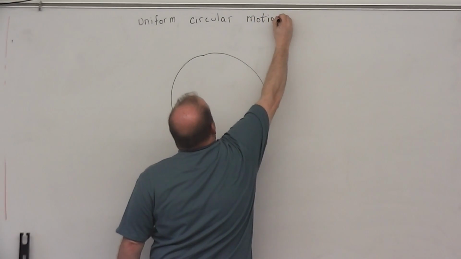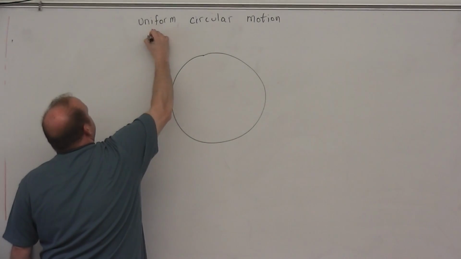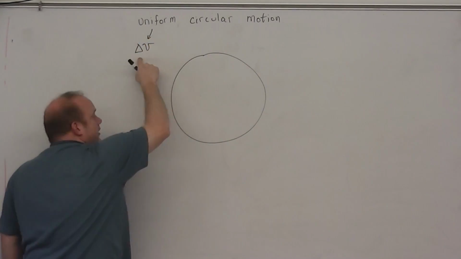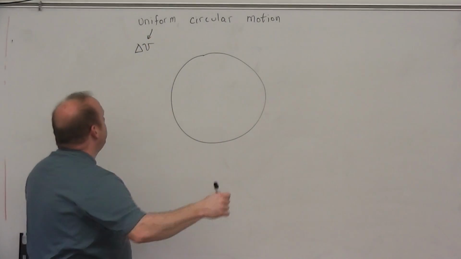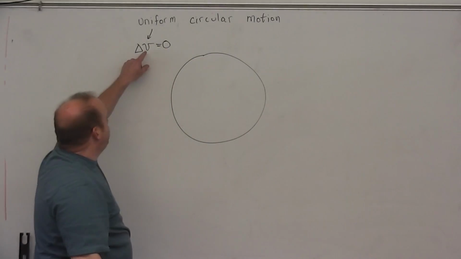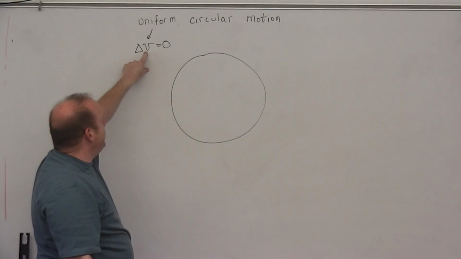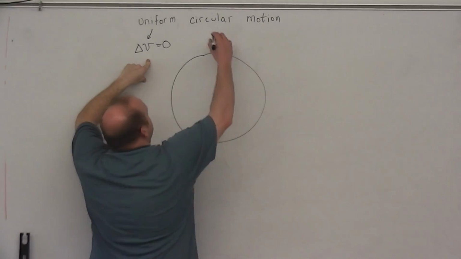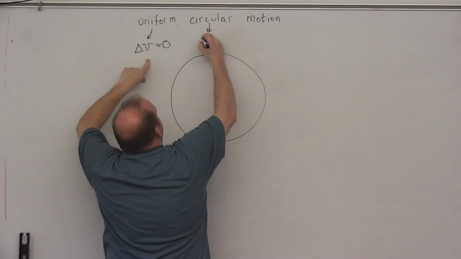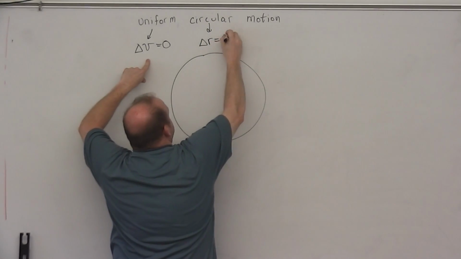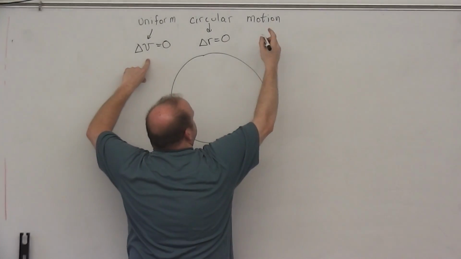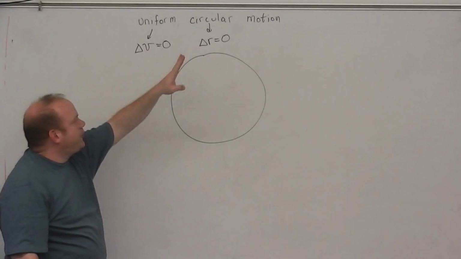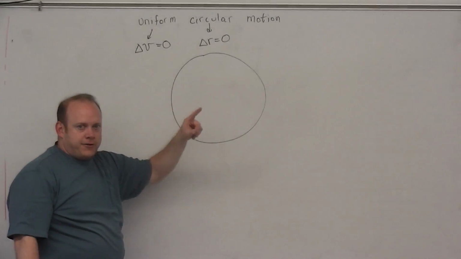what this means. Uniform means delta v, not delta v vector, delta v as in speed, is equal to 0. It does not have a vector arrow over top of it. Circular means that the change in the radius is equal to 0. And it's motion, so it's moving. But in uniform circular motion, we have a constant radius at a constant speed.